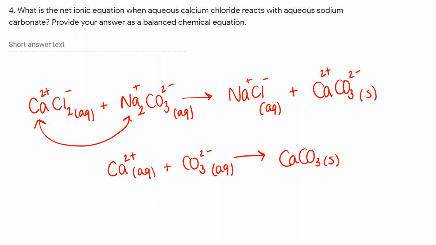So how do you type this in here? So you can type Ca and put AQ, and then you can put a plus sign and type in CO3 and put an AQ, and then make an arrow, so you can just do like an equal sign if you prefer, and then CaCO3 solid. Now you have to show those states there. So we have to see aqueous and we have to see solid.